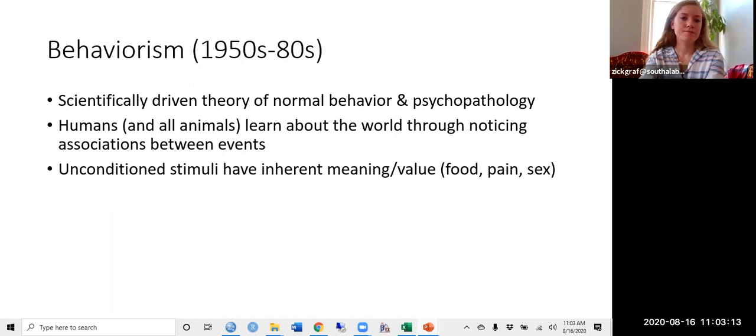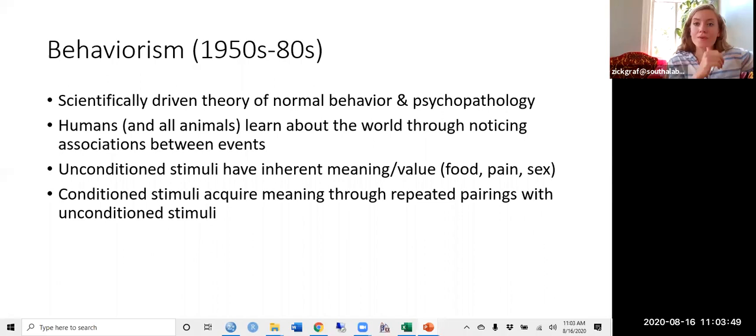So one of the types of stimuli that we notice in our environment is unconditioned stimuli. These are things that have inherent meaning or value. So again, getting a stomach ache is an example of an unconditioned stimulus. Having a stomach ache is inherently negative. You don't have to learn that it's a bad thing. You just know. Other examples of unconditioned stimuli are food. So you don't have to learn that you need to eat. You just intrinsically need to eat. And you also don't need to learn that you like sex. Most people just naturally like sex.